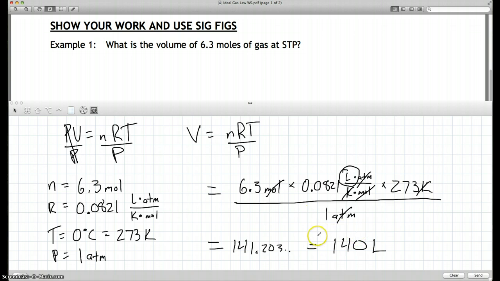So I have 140 liters. And that makes sense because it asked what is the volume. So it makes sense that I'd have liters for my unit. Fairly straightforward. I'll do another example here. I should have enough time to do that.